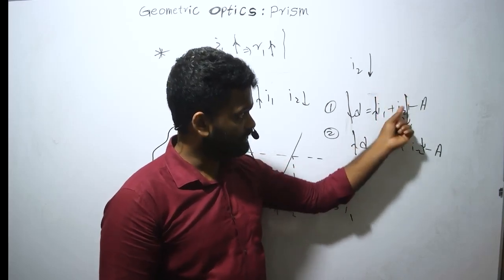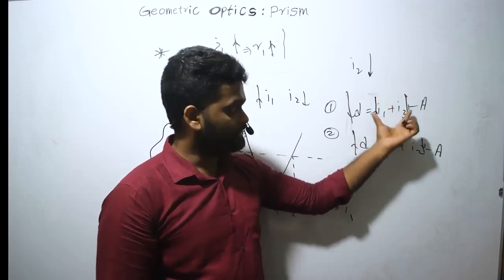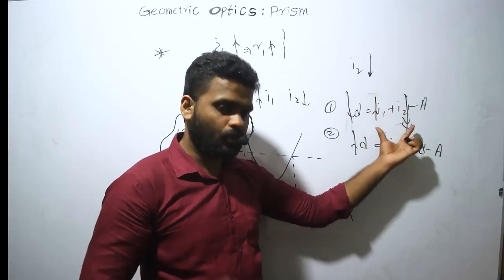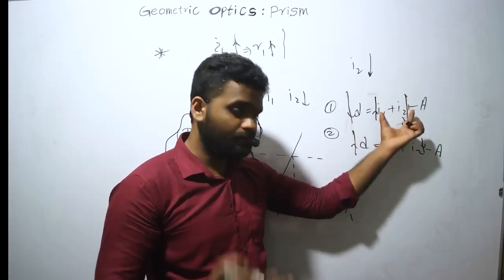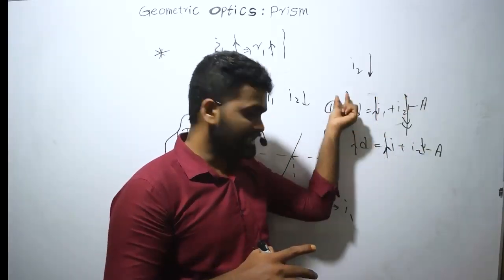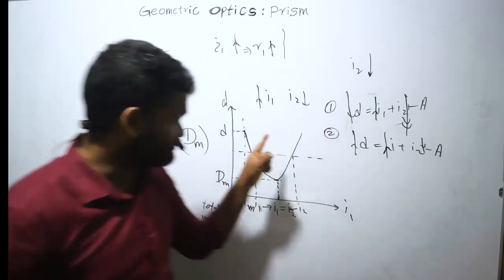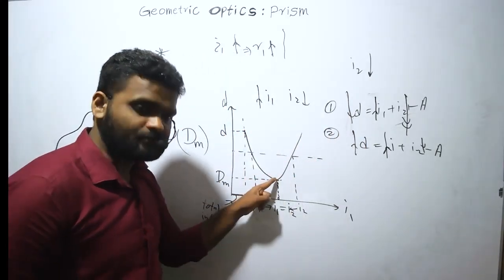Initially, this rate is higher. So this term decreases as a whole. When this I1 plus I2 decreases, D decreases. That's why it decreases like this and comes to a minimum value.